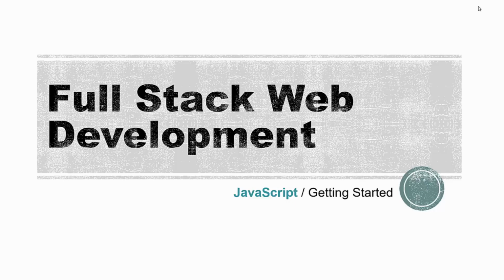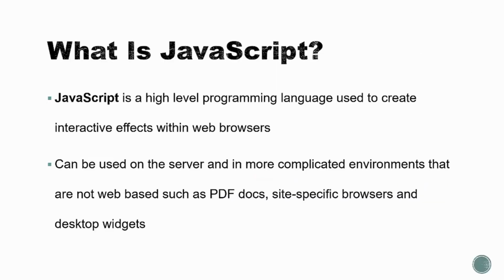Alright, so now we're going to get into an actual legit programming language. HTML is a markup language and CSS is a style sheet language, both used to physically display content. JavaScript, on the other hand, is a high-level programming language that's used mostly to create interactive effects in the browser. Now, we are able to run JavaScript on the server with Node.js and also in other non-web-based environments like PDF documents, site-specific browsers, and desktop widgets, but we're not going to get into that in this section. Okay, so we're basically going to be looking at client-side JavaScript in the browser.